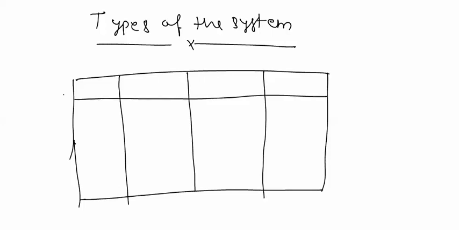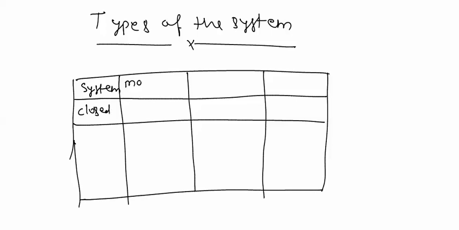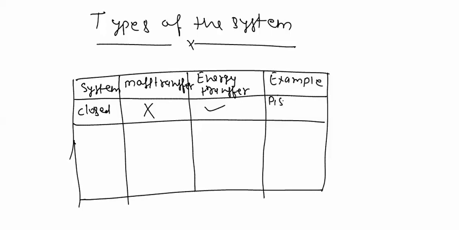If we look at the behavior and types of system, first of all we see the closed system, in which mass transfer is not possible, but energy transfer in the closed system is possible. An example of the closed system is a piston-cylinder without valve, which we consider as a closed system.